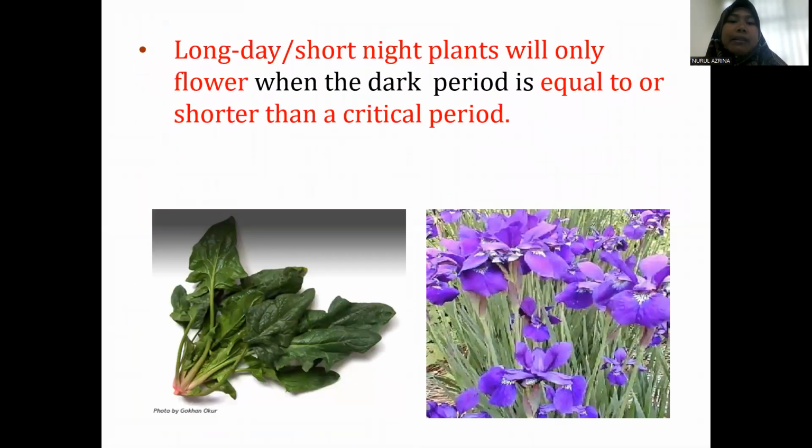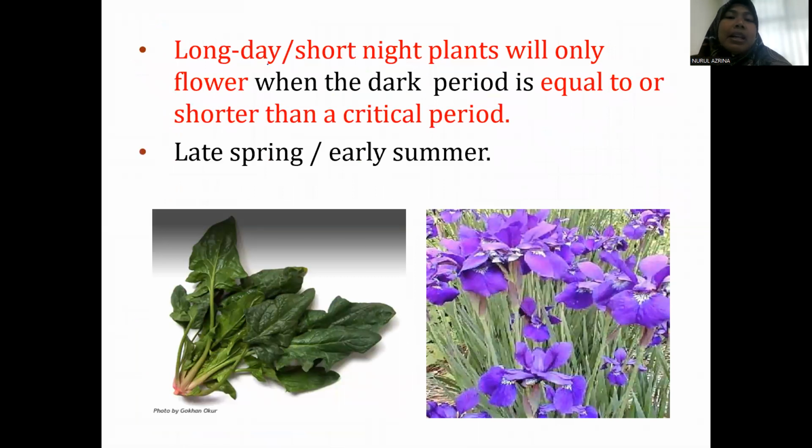Okay, the second type of plant: long day or short night plant. Okay, a short night plant will only flower if the continuous dark period, please add the word continuous, right? A short night plant will only flower if the continuous dark period is equal to or shorter than the critical period.